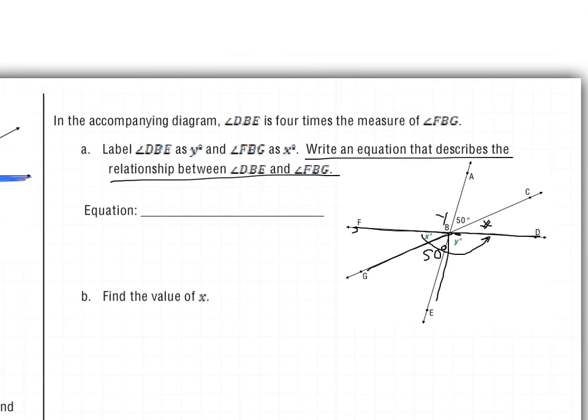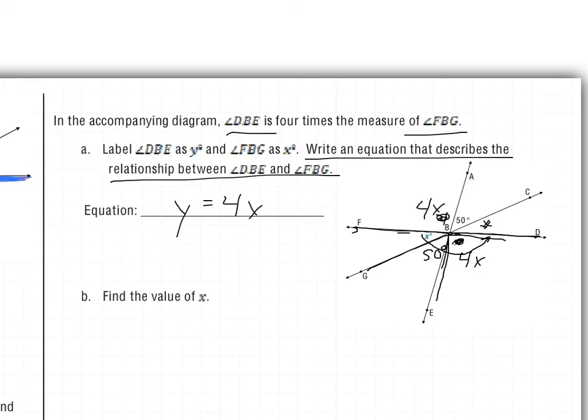We're also told up here that DBE is 4 times the measure of FBG. So actually this is the relationship that it's asking us to write here, that DBE is 4 times the other one. So as I look back over here, DBE is this one. So y is supposed to be 4 times as big as FBG, which is our x. So y is equal to 4 times x. And hopefully that should give you enough to get started, because now I can replace this with 4x, and I can replace this with 4x.